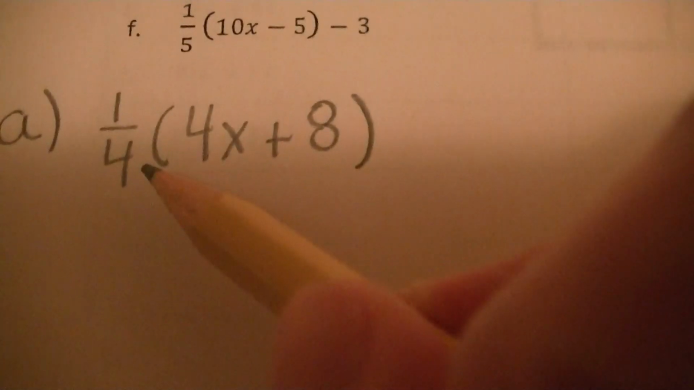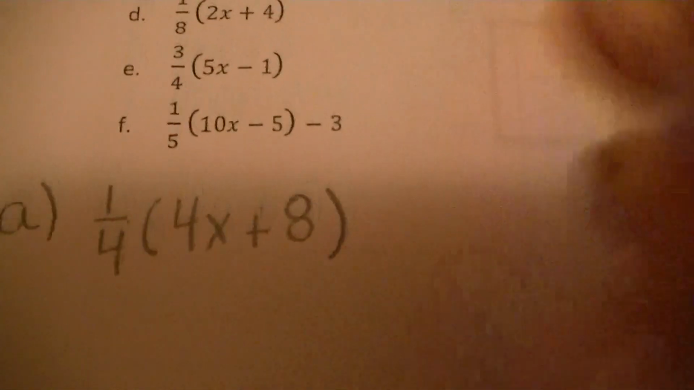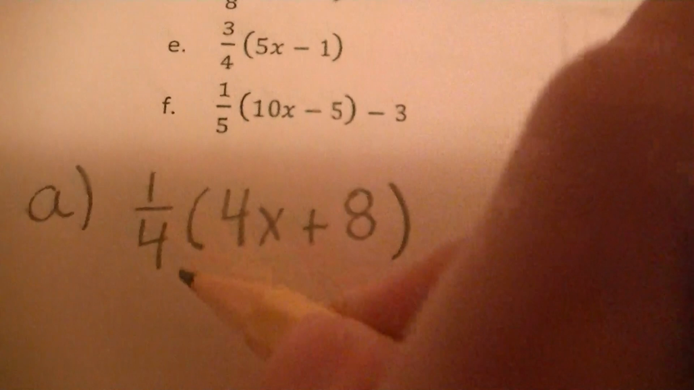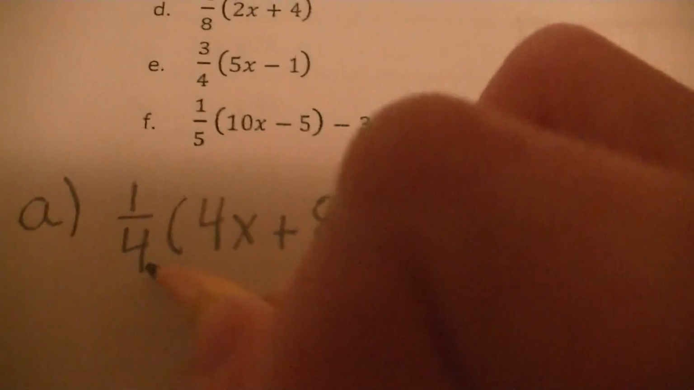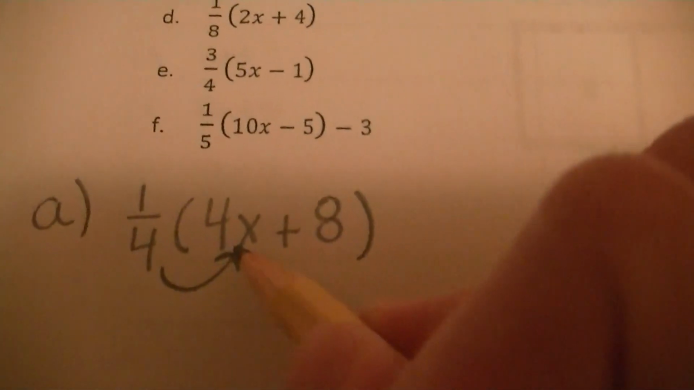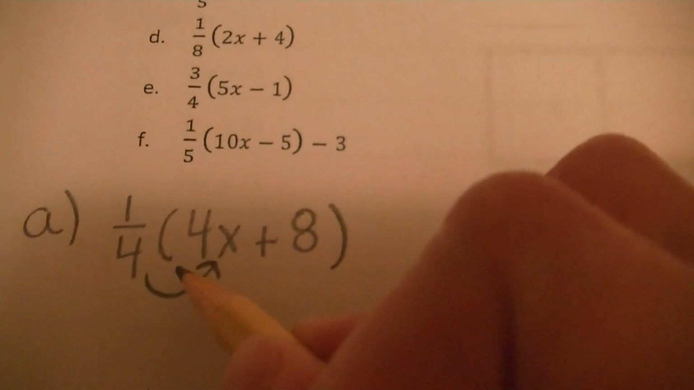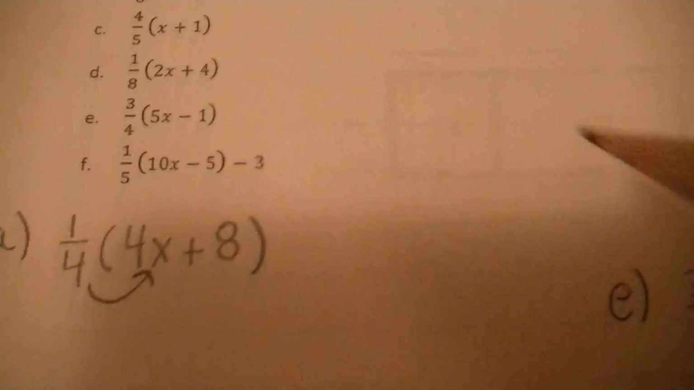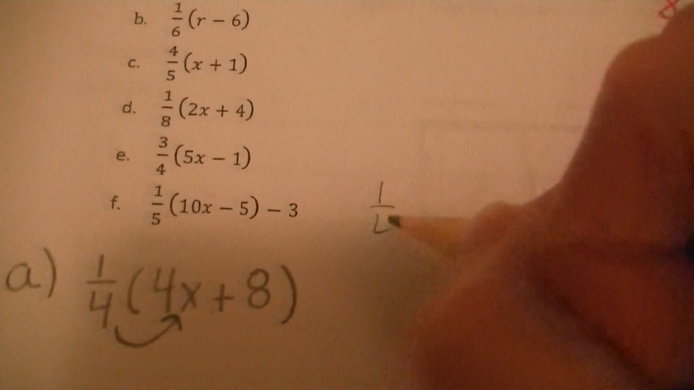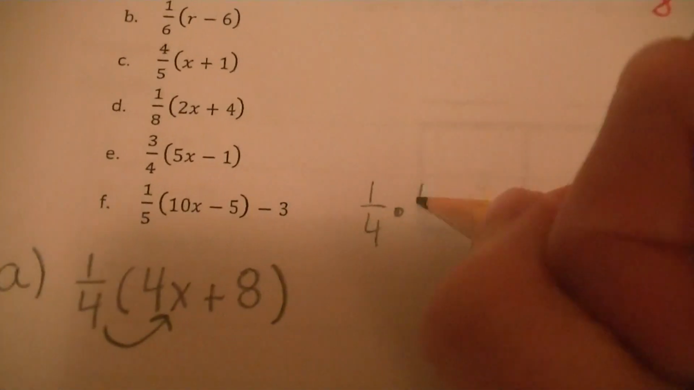The way you would say this out loud is 1/4 times the quantity of 4 times x plus 8. Like I just mentioned, you need to use the distributive property because right outside the parentheses you have a number. It's a fraction, and that's still a number. So 1/4 times 4x. Some of you may not find that as straightforward at first, so I'm going to use a little space here to show you what this looks like. 1/4 times, parentheses means multiply, 4x.